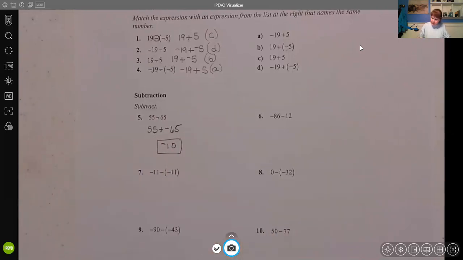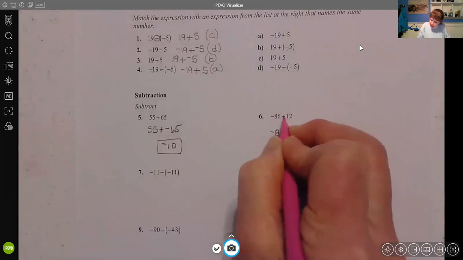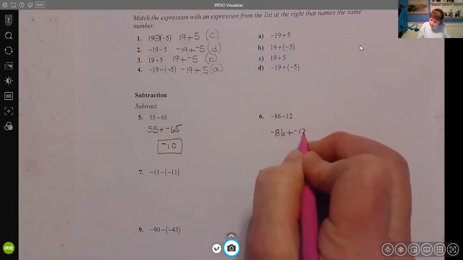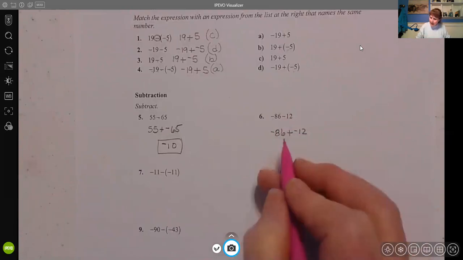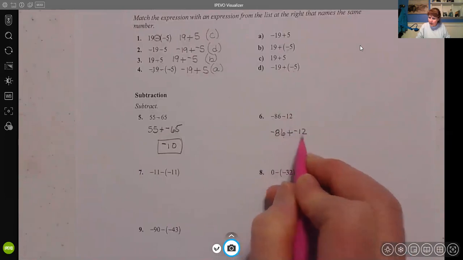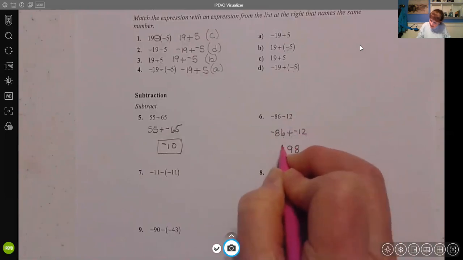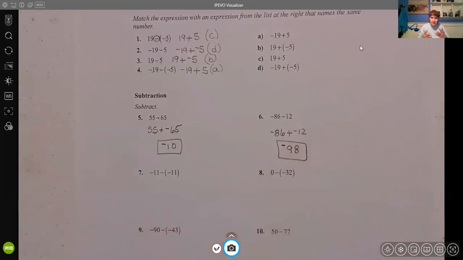Number 6, we leave the first number alone, change that to a plus, and change the 12 to a negative 12. So it becomes plus a negative. So now I've got 86 negatives, and I'm adding 12 more negatives, which is going to give me 98 negatives when I combine those two. They have the same sign, so I'll just add them together. A lot of negatives.